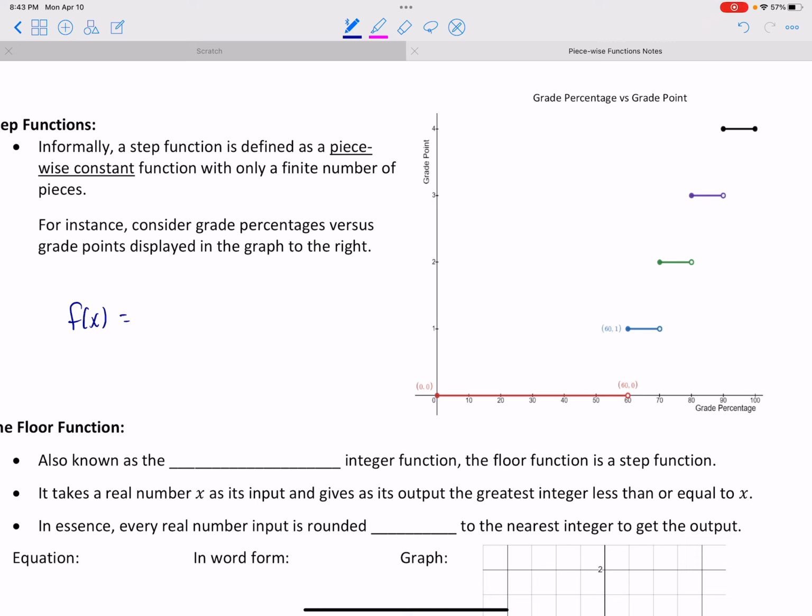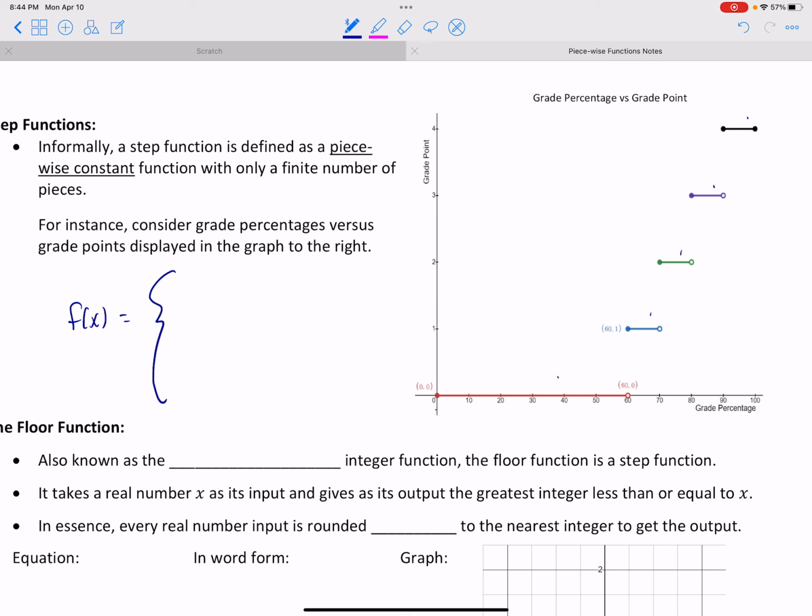It is made up of 1, 2, 3, 4, 5 pieces because there are 5 different grades, right? You can get an A, you can get a B, you can get a C, you can get a D, or you can get an F. And this translates the same way here. So this is your F, right? And then your D in here, and your C in here, and your B here, and your A here. I don't want to clog all this up though, but just so you're understanding, okay?